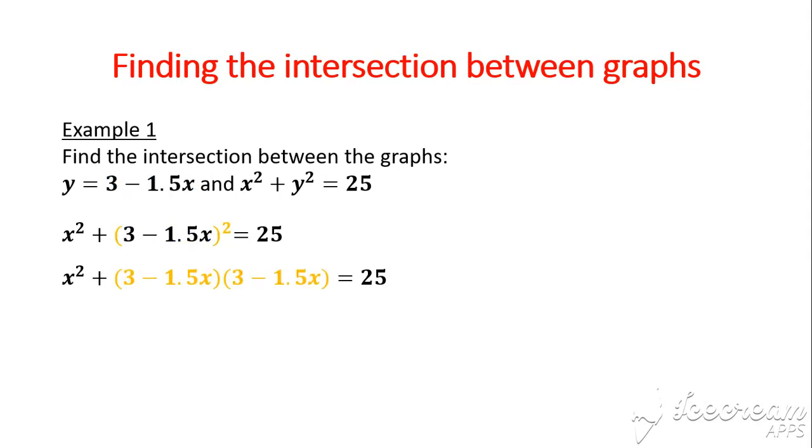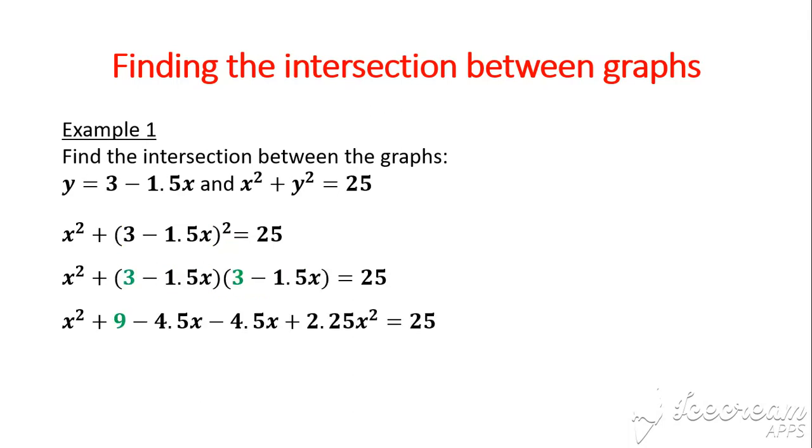Right, well these two brackets here, this squared here means 3 minus 1.5x times 3 minus 1.5x. That's what squared means, times by itself. So we're going to multiply out the brackets. So let's get going. 3 times 3 is 9. 3 times negative 1.5x is negative 4.5x. 3 times another negative 1.5x is negative 4.5x. And negative 1.5x times negative 1.5x gives us positive 2.25x squared.